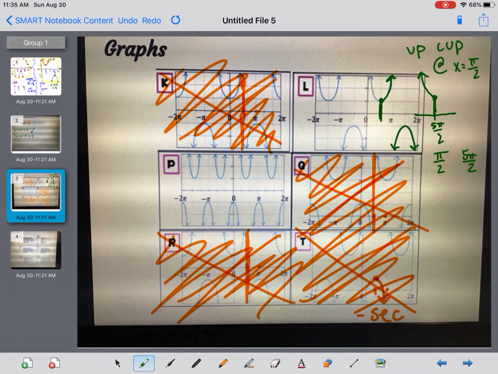Now, if you look at graph P, notice its period. It starts here at pi over 2, and then it has its down cup, and then the other half of its up cup stops right here, and that is at 3 pi over 2. So this one starts at pi over 2 and ends at 3 pi over 2. So the period of this graph is pi, and the period of graph L is 2 pi.